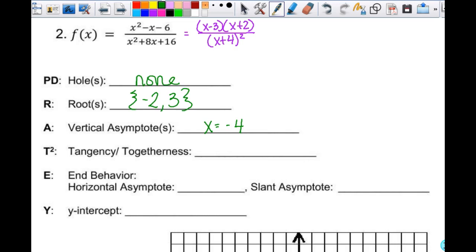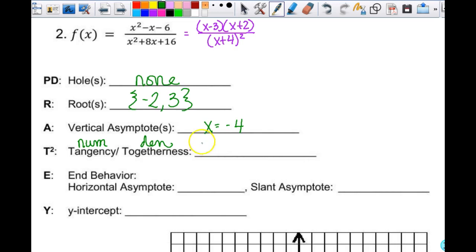Tangency and togetherness. Is there any of that? Yes, I got multiplicity, and it's in the denominator. So is that tangency or togetherness? It's togetherness, because your tangency is in the numerator, and your togetherness is in the denominator. And if you always say them together, tangency and togetherness, numerator, denominator, you'll get them in the right spot.